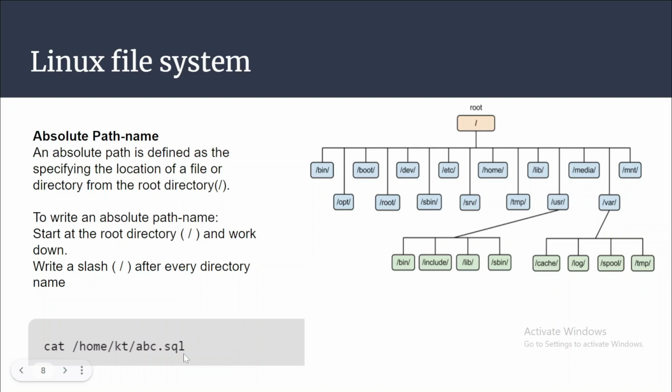So I want to go to this particular file. How do you do that? This is a command line. cat is also a new command. cat is used to showcase the content of any file. If you want to view the content of any file, you can use the cat command.